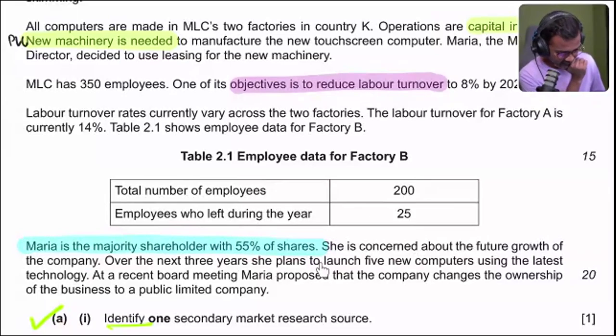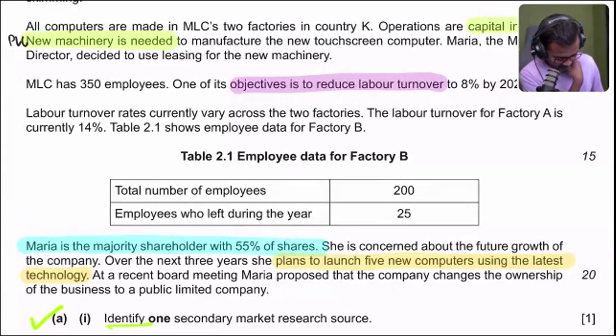Over the next 3 years, she plans to launch 5 new computers using the latest technology. So if this is the plan to launch 5 new computers with the latest technology, you will need money, you will need more help, you will need a bigger organization. So all of that means that you may not have a choice but to convert to a public limited company. At a recent board meeting, Maria proposed that the company changes the ownership of the business to a public limited company.